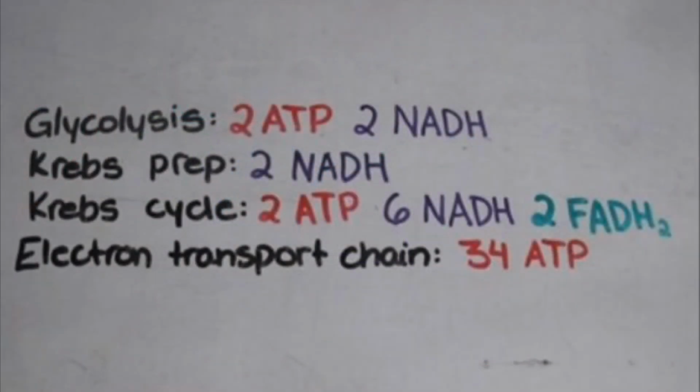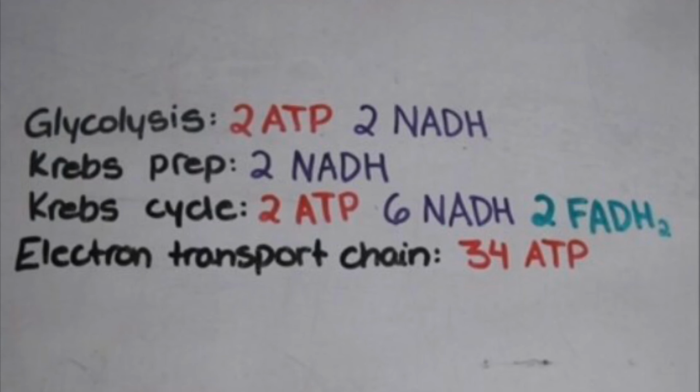So to summarize the products of each one of these steps, in glycolysis, we spend 2 ATP to make 4 ATP and 2 NADH. In the Krebs prep, we make 2 NADH. In the Krebs cycle, we make 2 ATP, 6 NADH, and 2 FADH2. And in the electron transport chain, we make 34 ATP.